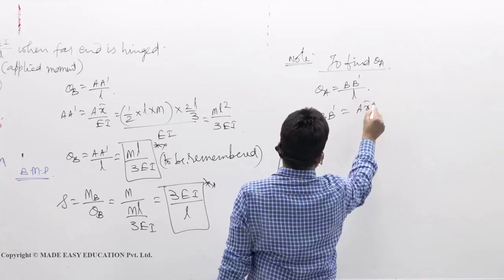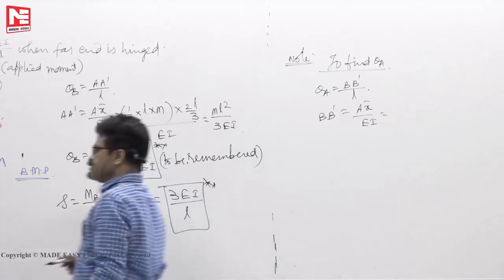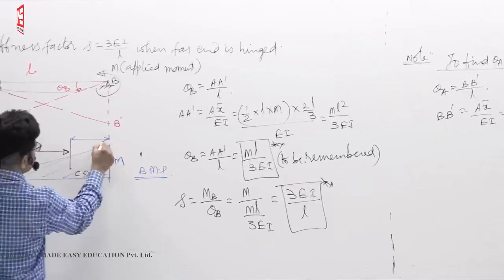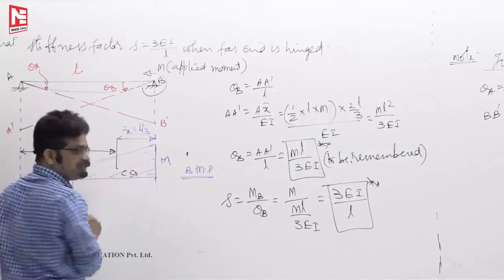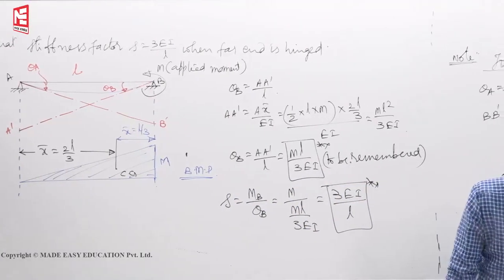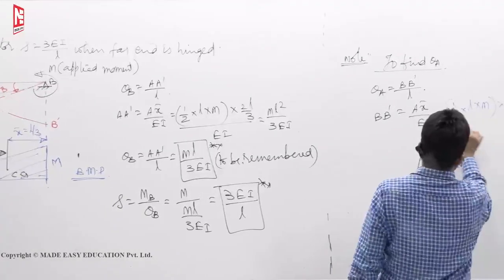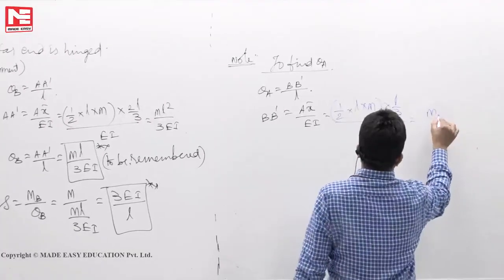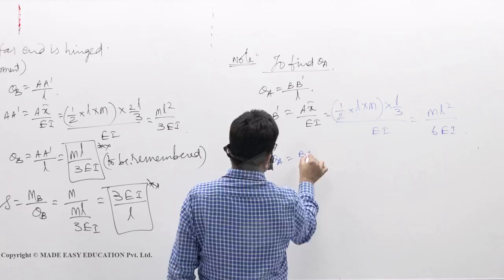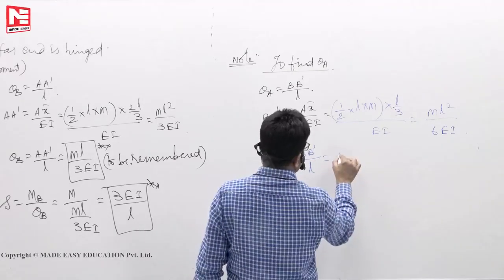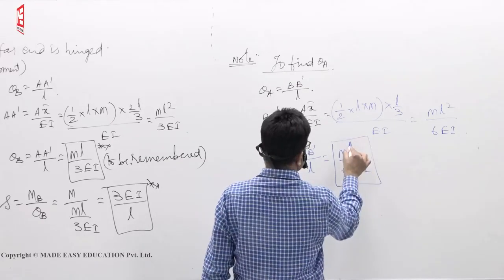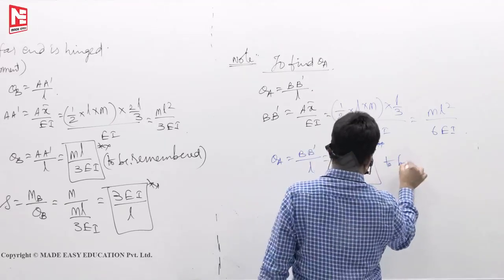BB dash means A x bar by EI. Now x bar, when you are finding BB dash, you have to measure from here. This becomes L by 3 for this problem. So area is half base into height, x bar is L by 3, by EI. So you will get ml square by 6EI. Now what is theta A? BB dash by L. That means L will be gone, ml by 6EI. Okay. This is also to be remembered.